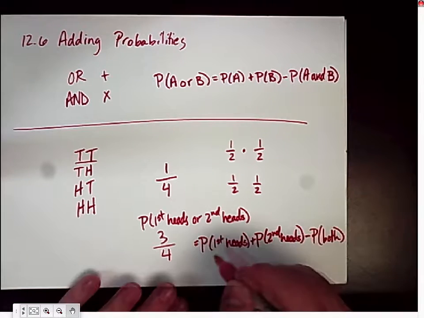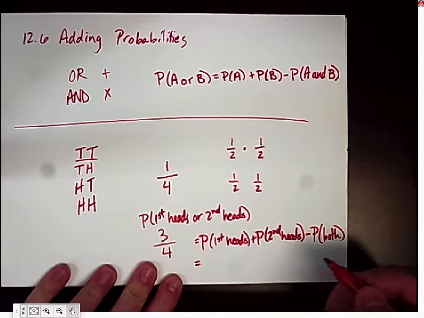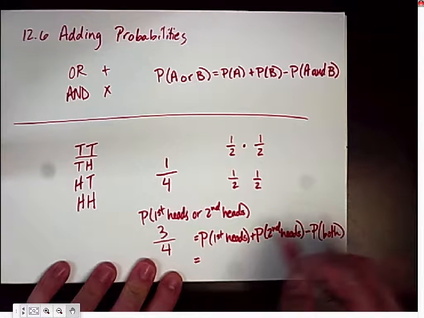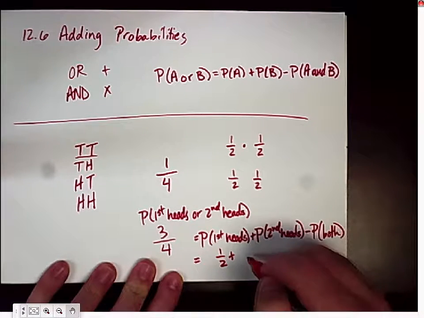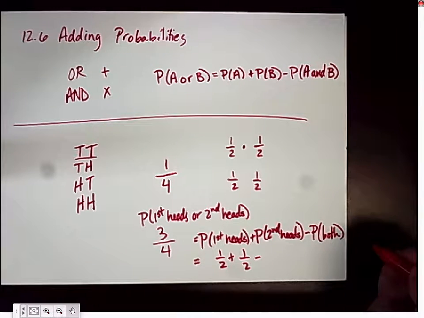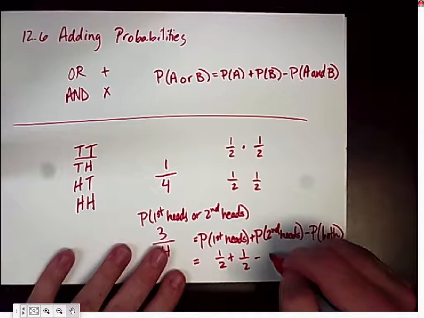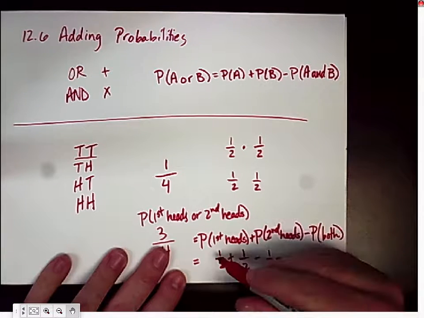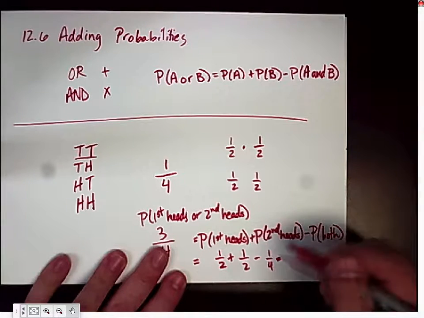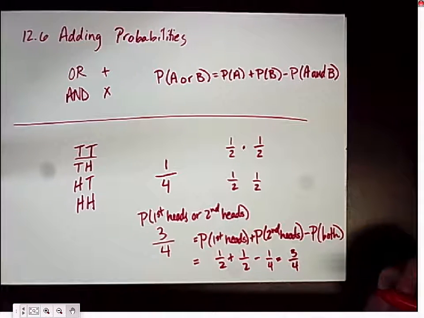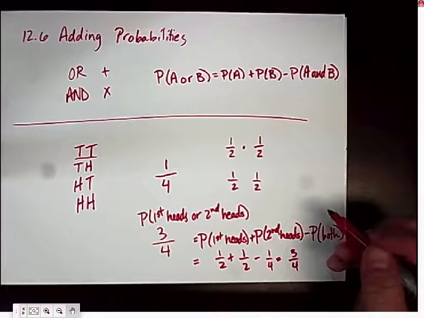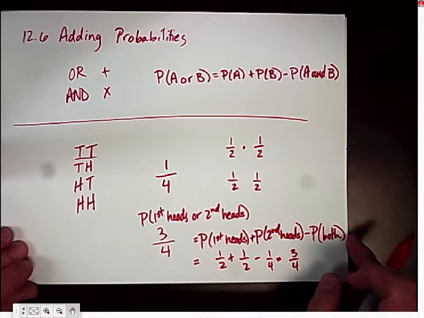So now let's see if that gives us 3/4. What's the probability that the first one is heads? 1/2. Plus, what's the probability the second one's heads? 1/2. Minus, what's the probability that the first and the second is heads? 1/4. 1/2 plus 1/2 is 1. 1 minus 1/4 is 3/4. Does that make sense? Okay.